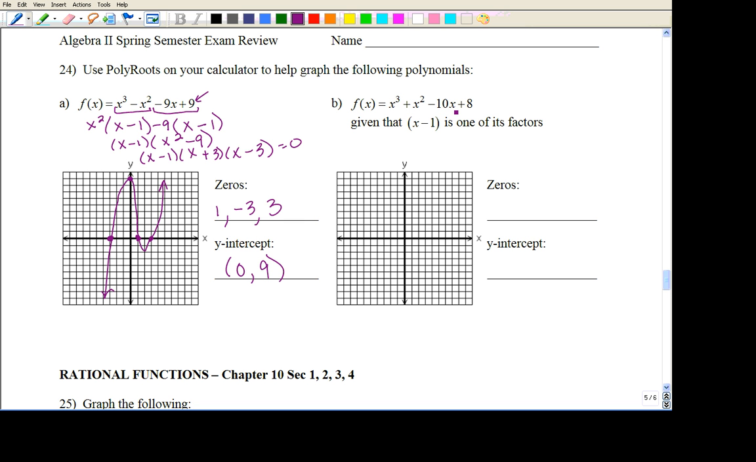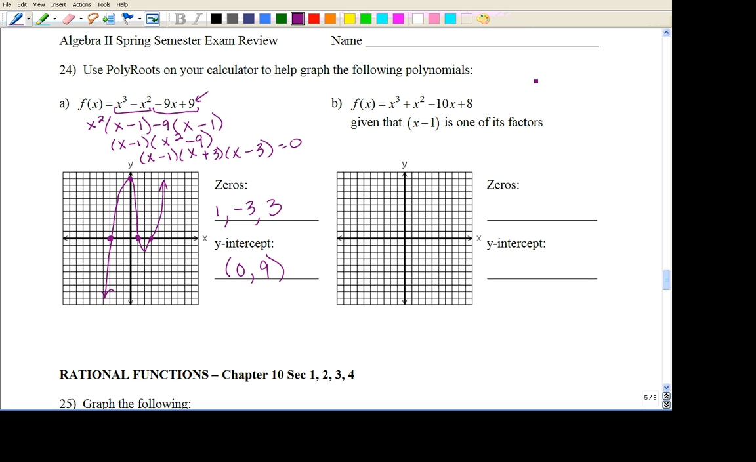But for 24b, we have x cubed plus x squared minus 10x plus 8, given that x minus 1 is one of its factors. This one still has 4 terms, but if you tried factoring by grouping, it wouldn't work. Because we know that x minus 1 is one of its factors, you could either do long division, which you can see on your answer key, or you could do synthetic division.